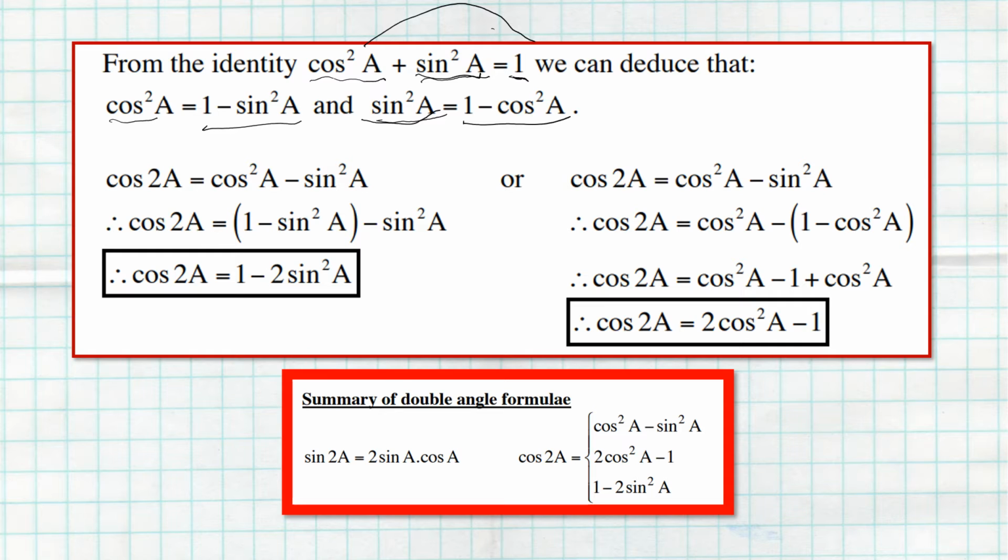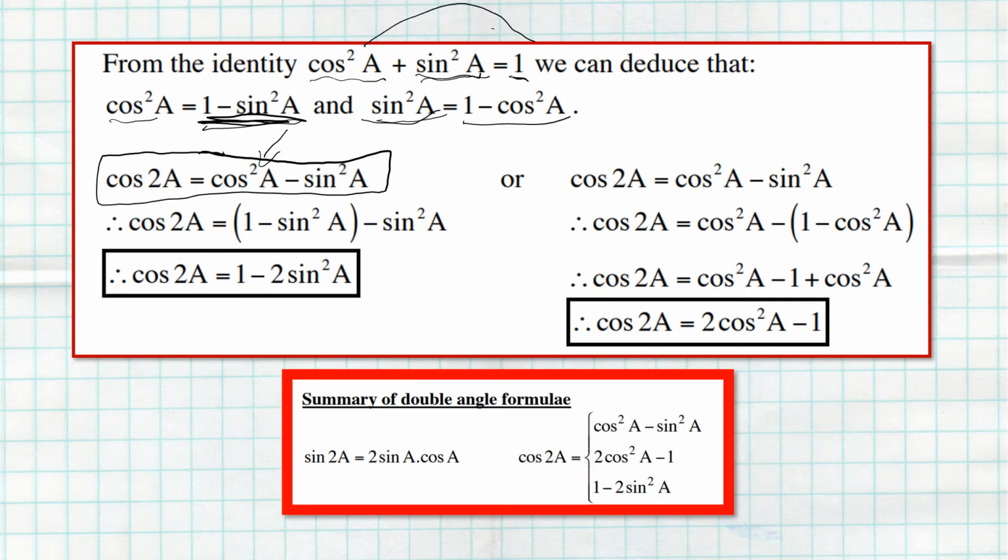Remember the formula for the double angle of cos: if I have cos 2a, it is the same as cos squared a minus sine squared a. It means I can also produce another formula, where we replace cos squared a by 1 minus sine squared a. Can you see? Because cos squared a is the same as 1 minus sine squared a.